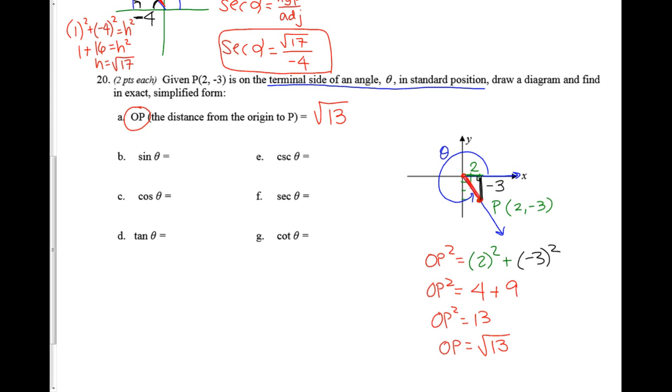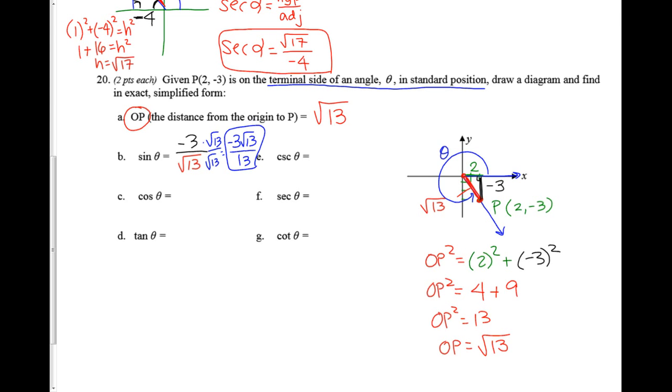So let me draw that into my triangle. Square root of 13. Now I'm trying to find my trig ratios. The sine of theta is the opposite, which was negative 3, over the hypotenuse, which was the square root of 13. I can't leave my answer like that. I need to rationalize my denominator. So I'm going to multiply by the square root of 13 on the top and bottom, and I'll have negative 3 square root of 13 over 13.